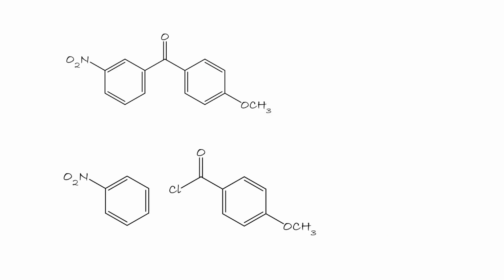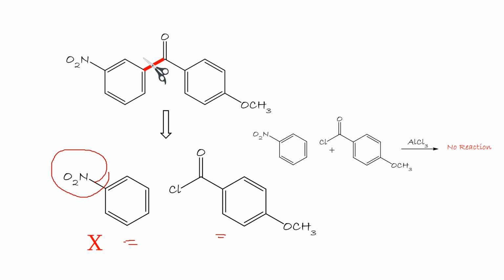On the other hand, cutting in this side, nitrobenzene and this acyl chloride, it will not work because nitro is a very strong deactivating group, and the acyl group is using acyl chloride and aluminum chloride, so it will not work. There is no reaction.